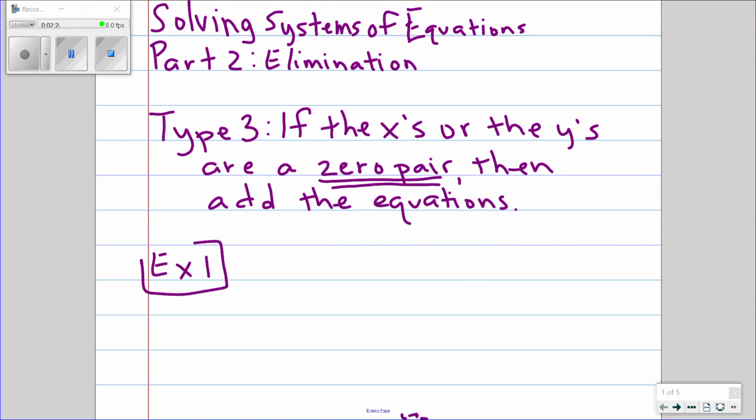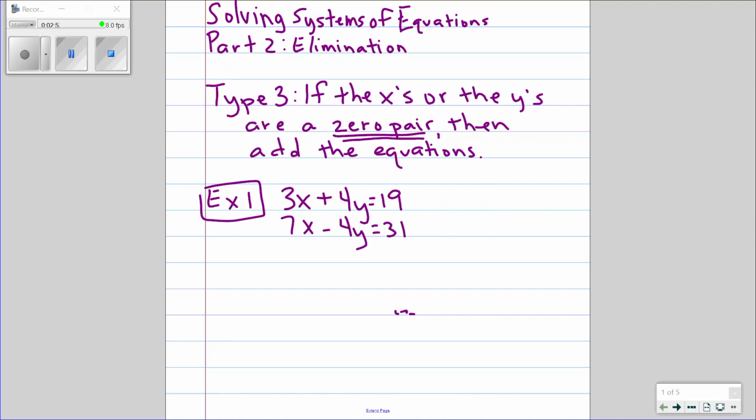Example 1. 3x plus 4y equals 19. And 7x minus 4y equals 31. So we can see already that neither one of these start with x equals or y equals something, so we know it's not type 1 or type 2. So then we look at the x's and the y's individually. When I look at the x's, I see that I have a 3x and a 7x. Clearly, those are not opposites. So when I look at the y's, I have a positive 4y and a negative 4y. Those are a zero pair. This is my zero pair.